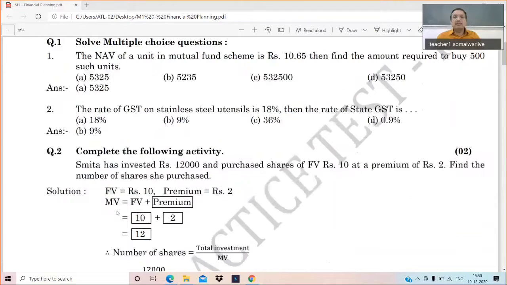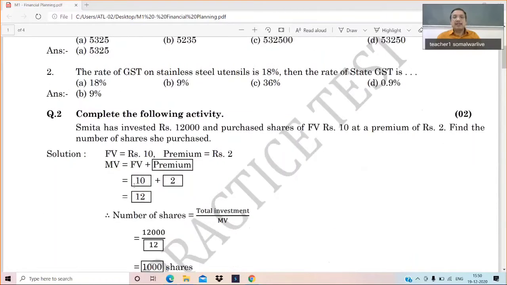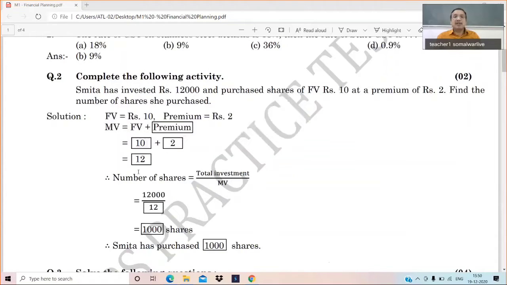The second question is activity based, so you have to complete the activity. But don't forget to write the complete solution. Whatever you are filling in, make a box or underline it so that it is clear what you have filled. Smita has invested rupees 12,000 and purchased shares of face value rupees 10 at a premium of rupees 2. Find the number of shares she purchased.